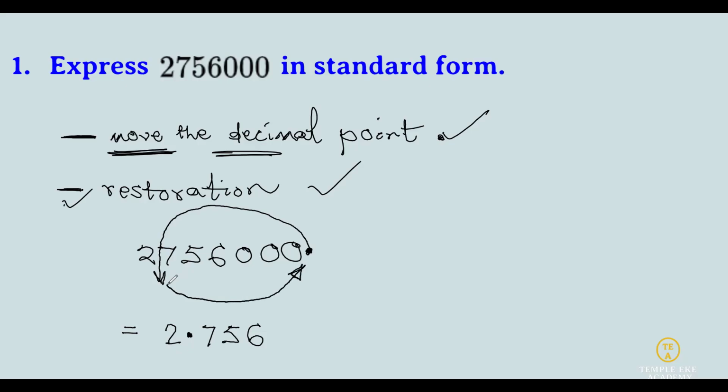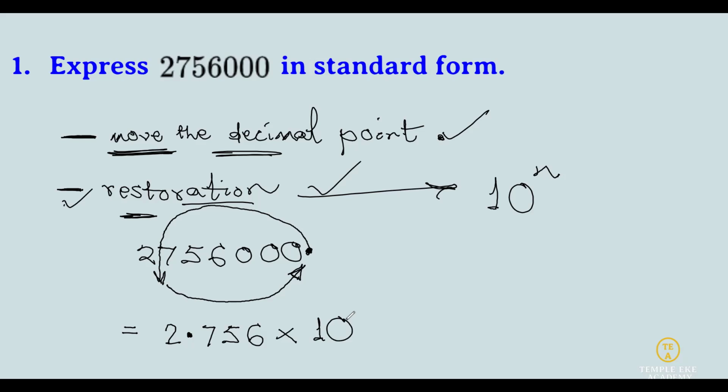Restoration move. Step 1, move the decimal point to the desired location. Step 2, do a restoration, the restoration of the magnitude. Look at this: 2756000 is different in magnitude from the new writing 2.756. Therefore we have to restore the original magnitude. That restoration is by multiplying by the appropriate power of 10. How do we do that? Multiply by the appropriate power of 10.